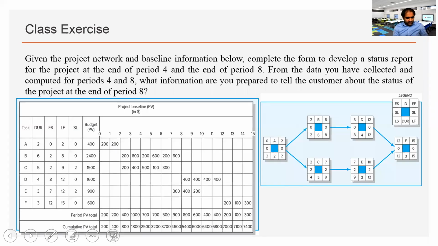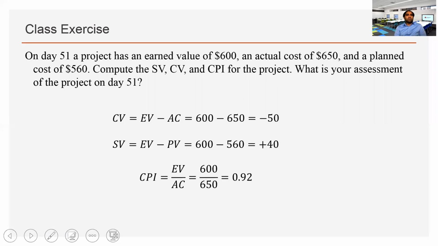This is 1 and this is 2. Two class exercises. One is very simple. After day 51, a project has earned value of 600, actual cost of 650, a planned cost of 560. What is SV, CV, CPI? Simple subtraction and division. Exercise 1, nothing to explain. All the numbers are given, simple subtraction, and then for CPI, EV divided by AC.